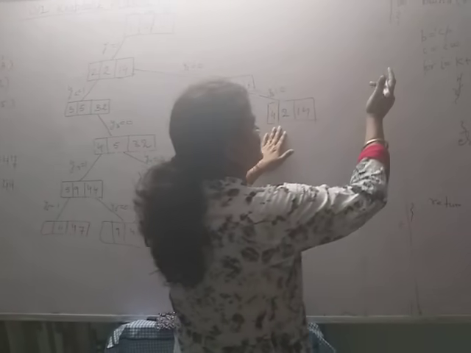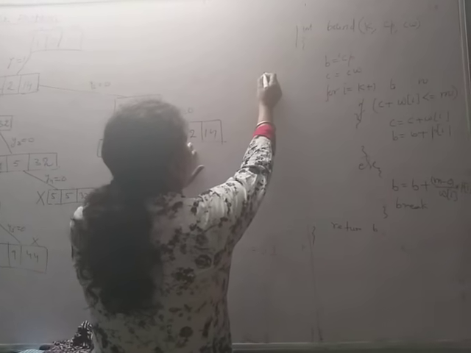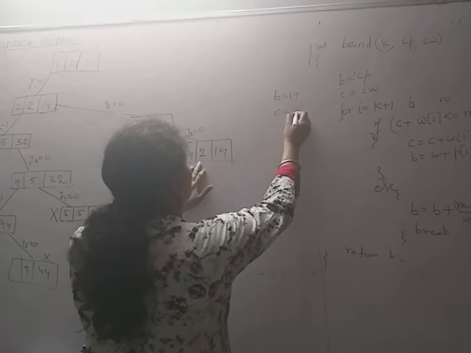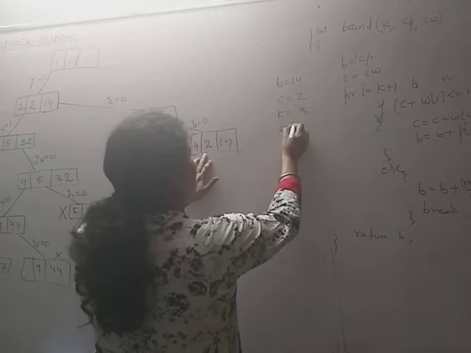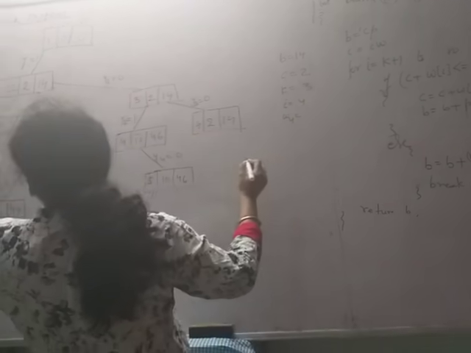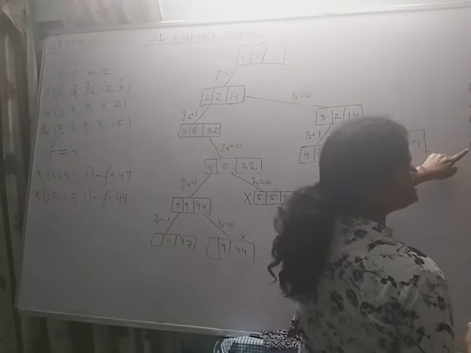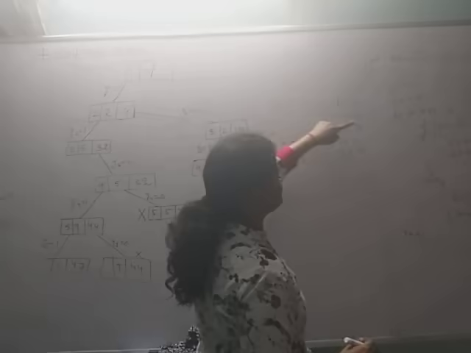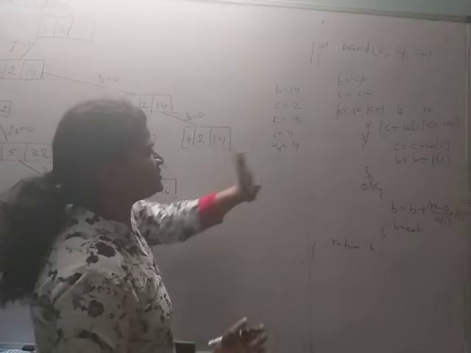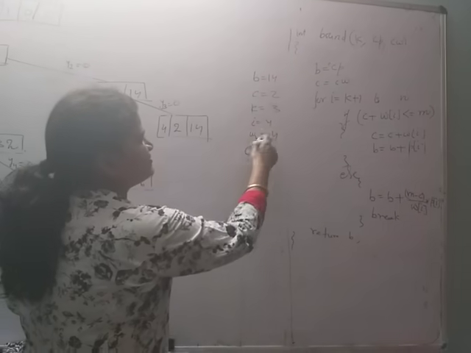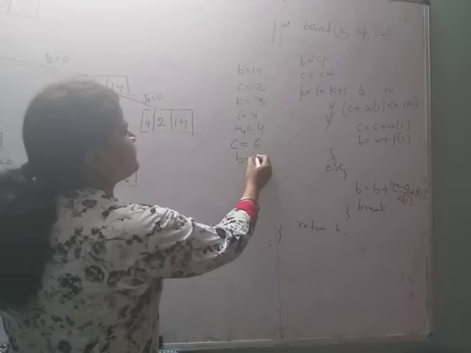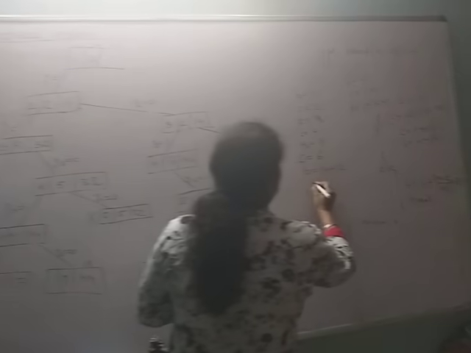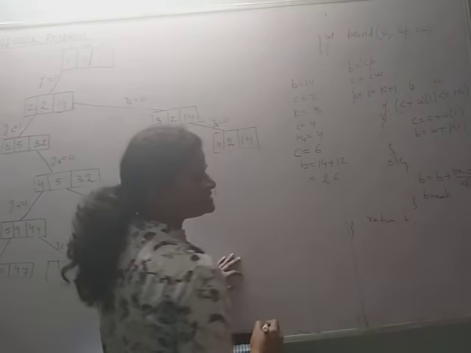So now again we trace this algorithm. Here b equal to 14, c equal to 2, k equal to 3, sorry, k equal to 3. So i equal to 4, w4 is 4. So simply c plus w4, 2 plus 4, 6, less than or equal to 12, the condition is true. So then c will be updated, that is c will be 6, and b is also updated. b is 14 plus the profit of the fourth object, which is 12. So that is 26.